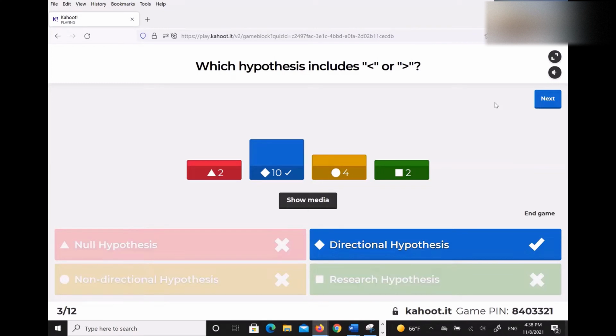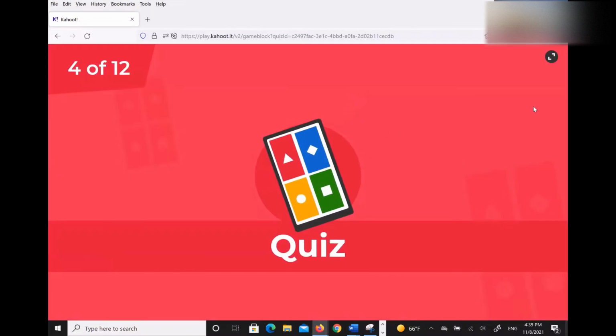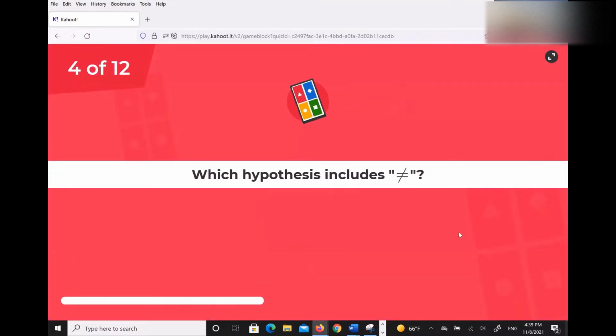All right, so it is the directional hypothesis, right? Let's move on to the next one. All right, still Alex, Dose, Ramon, Jennifer, Brittany. Number 4.